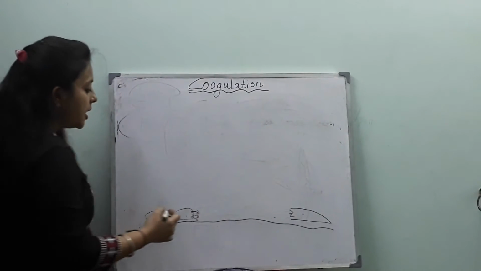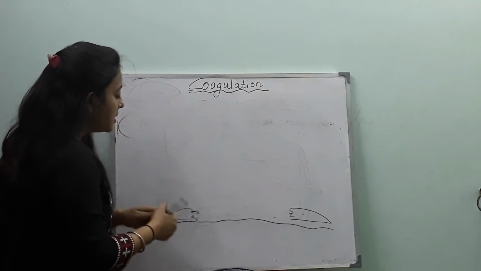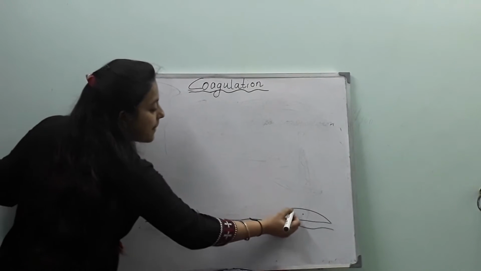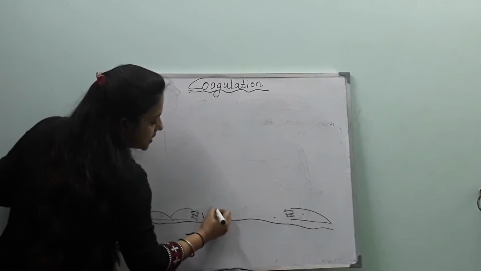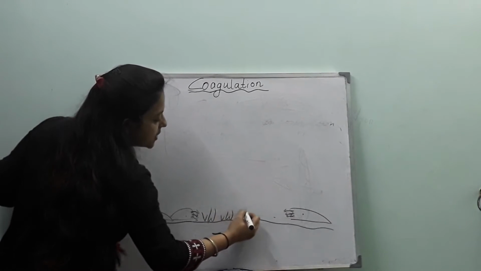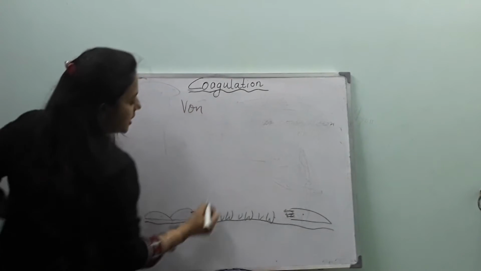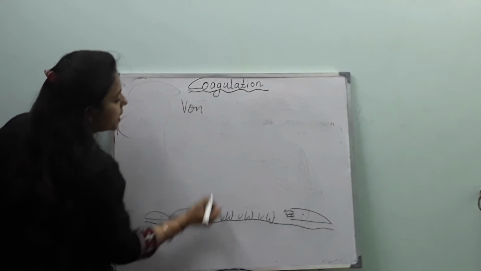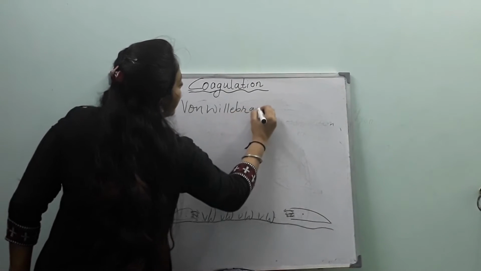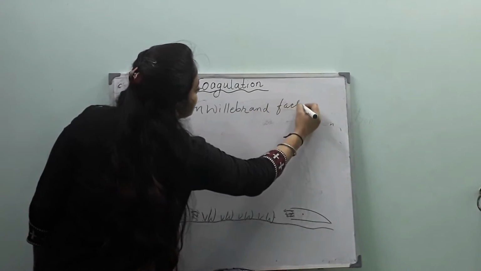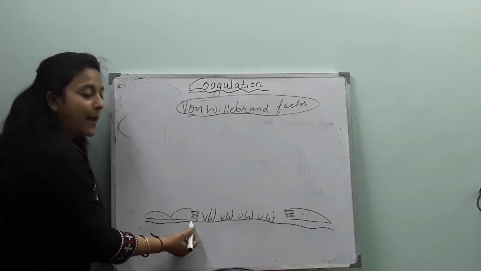That means there is a chance to aggregate platelets here. But how? Some chemicals are being released from this damaged part, and you should know the name: von, see, I am writing VW, von Willebrand factor. Okay, these von Willebrand factors are released from damaged tissue.